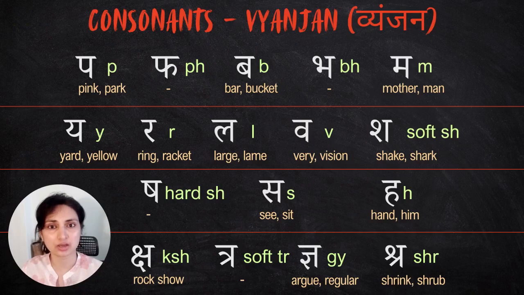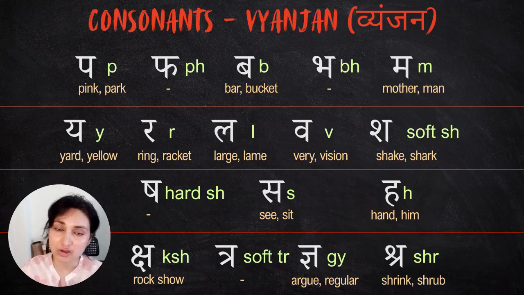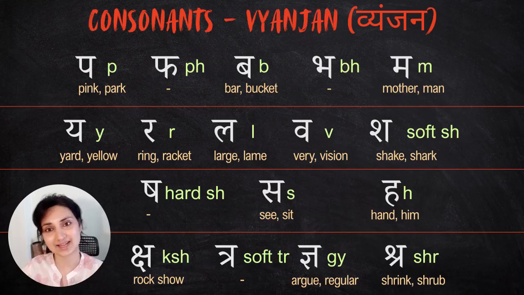They are ksha, tra, gya and shra. Ksha starts with a k and it ends with a sh. So it's ksha. Tra is the soft ta with the ra mixed in. So it's tra. Then gya is a mixture of ga and ya. Gya. Finally, we have shra, which is sha mixed in with ra. So it's shra. Let's write these out.